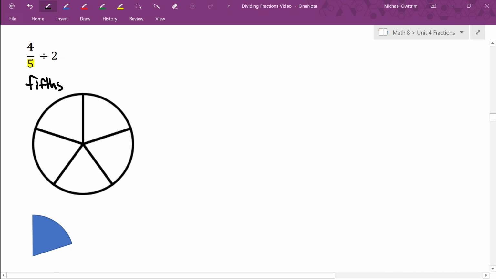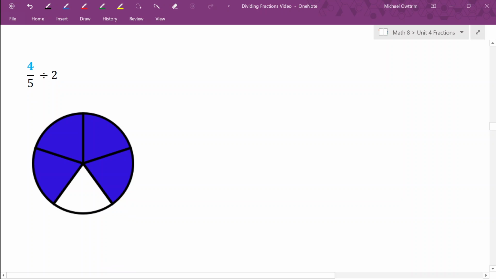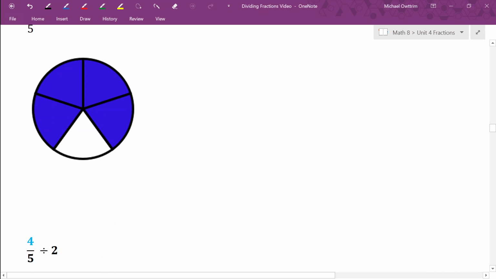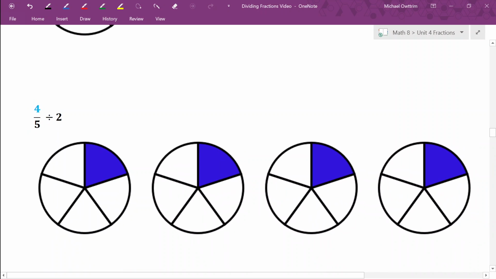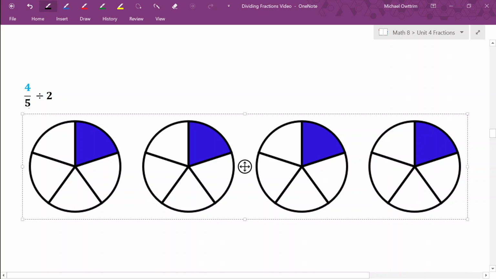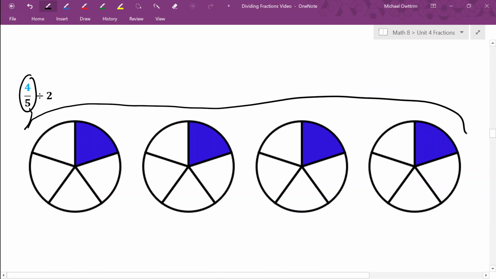This is the type of object that we have. The 4, of course, tells us that we actually have 4 of those sections. So, of course, I've shaded in 4 out of the 5 sections of my circle. So what do I need to do? Well, I need to divide those up into 2 equal groups. So to help me visualize that, I've taken my same 4 sections and I've drawn them separately here. Each of these sections is 1/5. There's 4 of them, so this together all represents 4/5 still. So this 4/5 here is what's represented by all of this together.